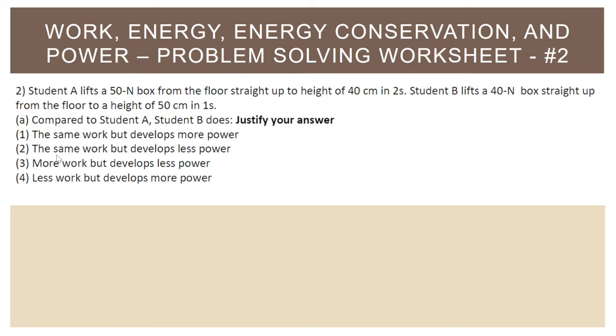This problem says student A lifts a 50 Newton box from the floor straight up to a height of 40 centimeters in 2 seconds. Student B lifts a 40 Newton box straight up from the floor to a height of 50 centimeters in 1 second. The question says, compared to student A, student B does the same work but develops more power, the same work but develops less power, more work but develops less power, or less work but develops more power. And of course, it says justify your answer.